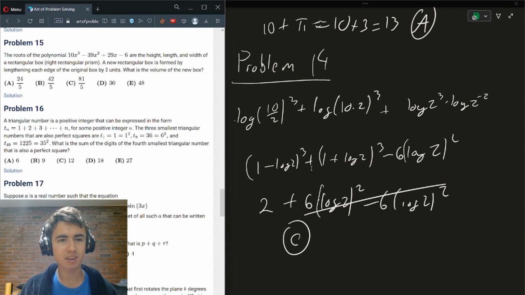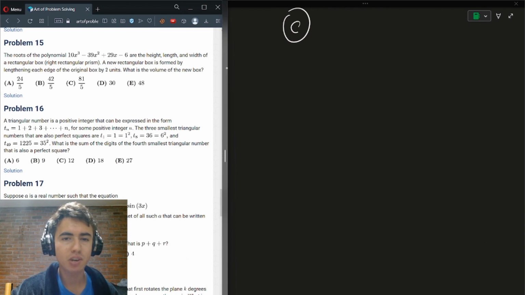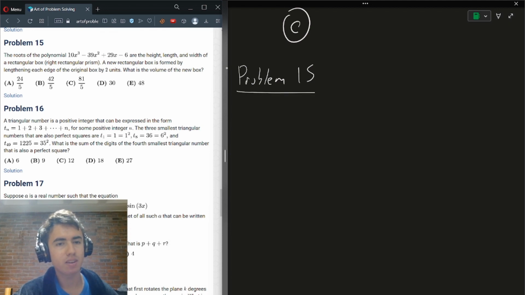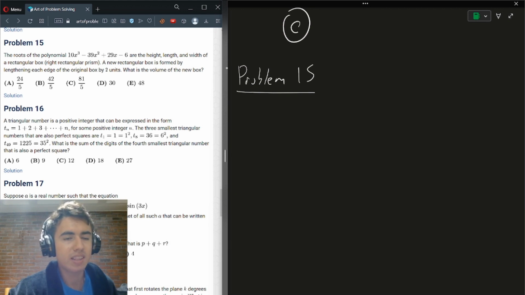Let's move to problem 15, and we see that in this one we're given a polynomial which has 3 roots, and they're supposed to correspond to the dimensions of a rectangular box. Then we want to find, if all 3 dimensions of the box were increased by 2 units, what's the new volume? So let's think of it. I think it's pretty obvious that we're not going to be able to find the actual roots of this polynomial, or if we were, it would be quite annoying.